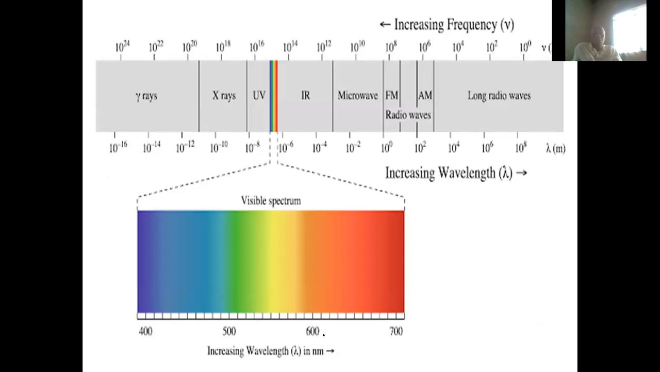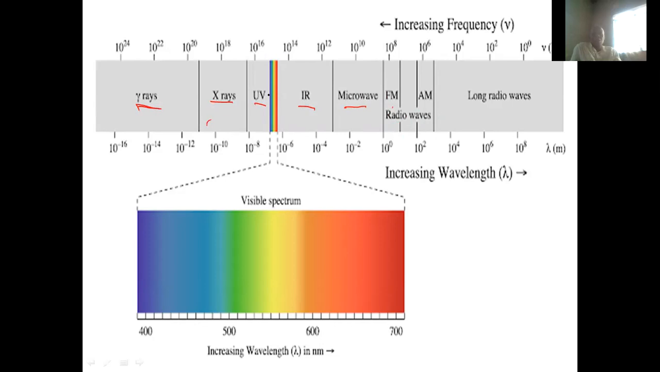Well, this is a spectrum showing electromagnetic waves. We have gamma rays, then we have X-rays, we have ultraviolet light, we have infrared, we have microwave, we have radio waves, which include FM, as well as AM, as well as the long radio waves.